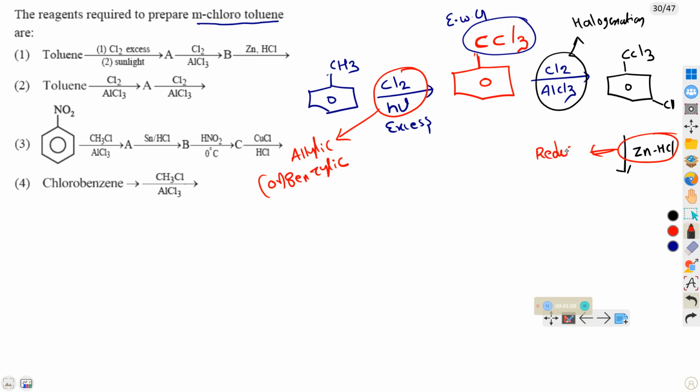Reduction takes place. Then it gives CH3Cl. So no doubt, first option correct.